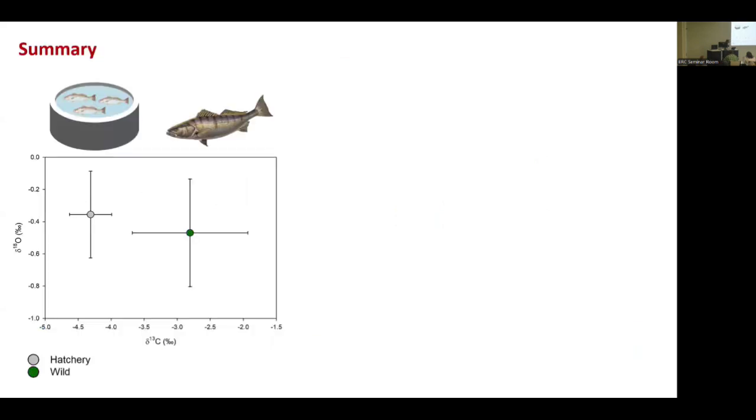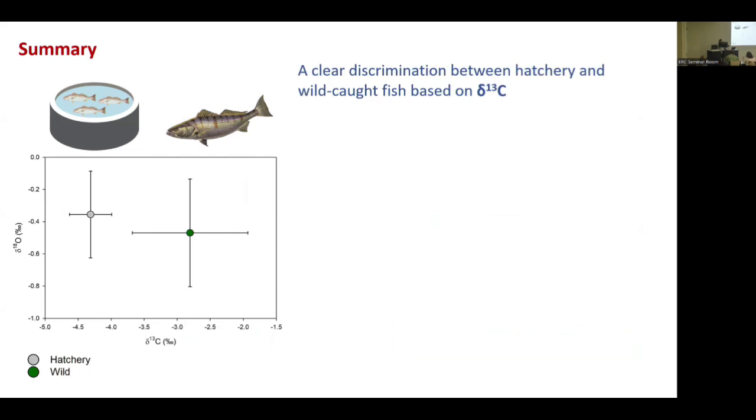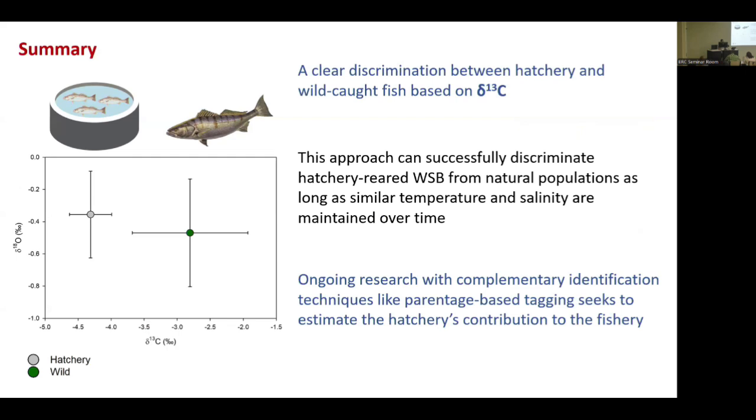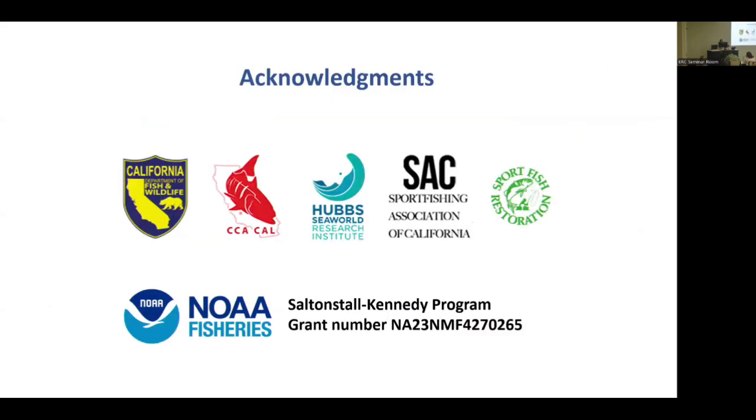So as a summary, we can say the carbon is a good tracer to identify the hatchery fishes. And this approach can successfully discriminate both groups of fishes as long as similar temperature and salinity are maintained over time in the tanks. And ongoing research with complementary identification techniques seeks to estimate the hatchery contribution to the fishery. And that's it.